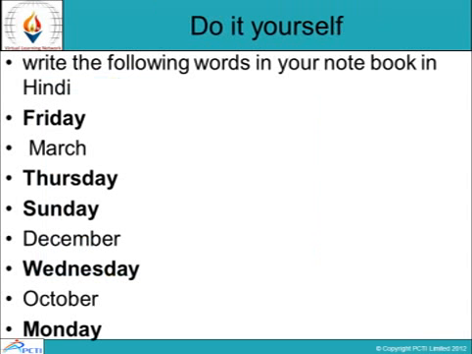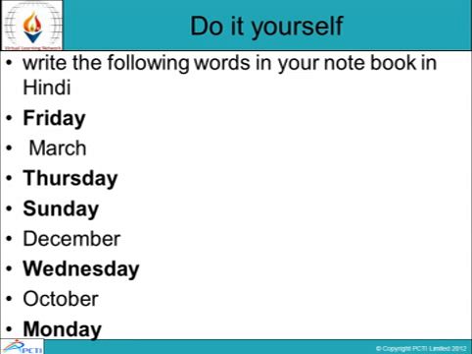Now your test time. You need to write the following words in your notebook in Hindi. Tough timing for you. You have to write Friday. What do we call it in Hindi? Yes, it's Shukravar. Very good. Next is March. March is what? It's the third month of the year. In Hindi we call it as March.